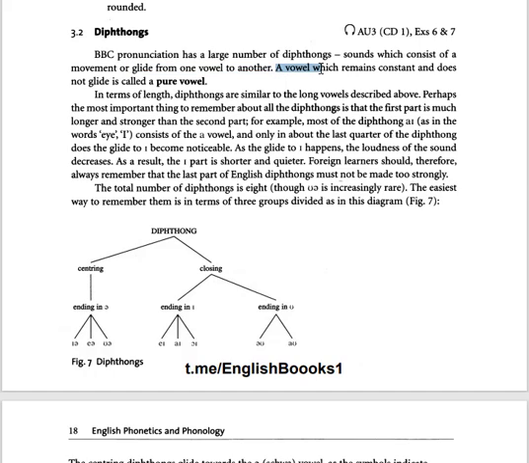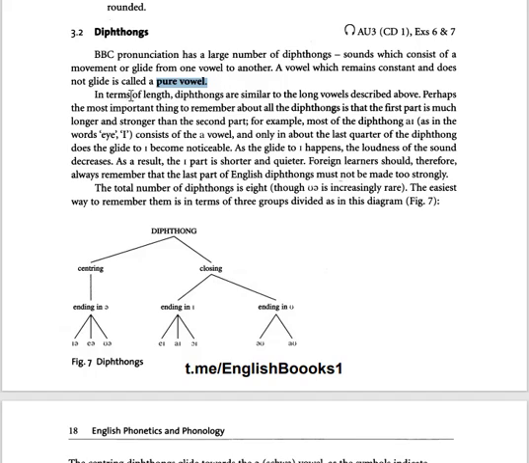A vowel which remains constant and does not glide is called a pure vowel. If we want to give a definition for a pure vowel, how do we define it? A vowel which remains constant and does not glide is called a pure vowel.